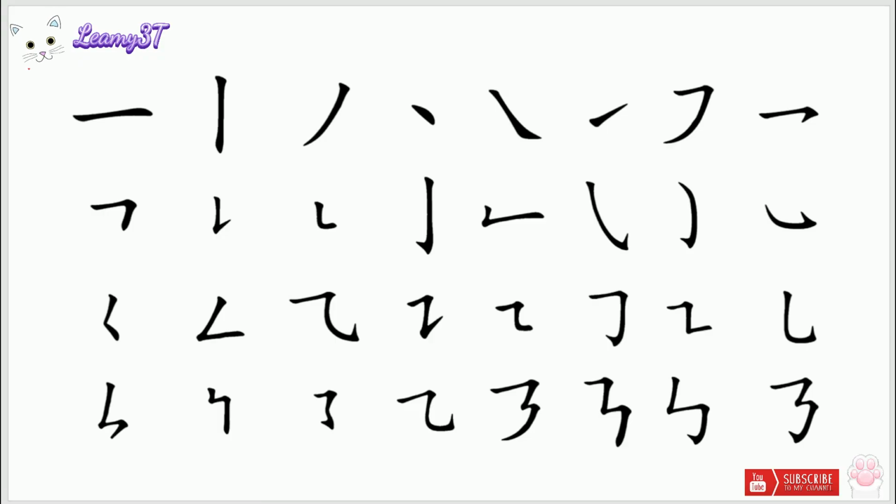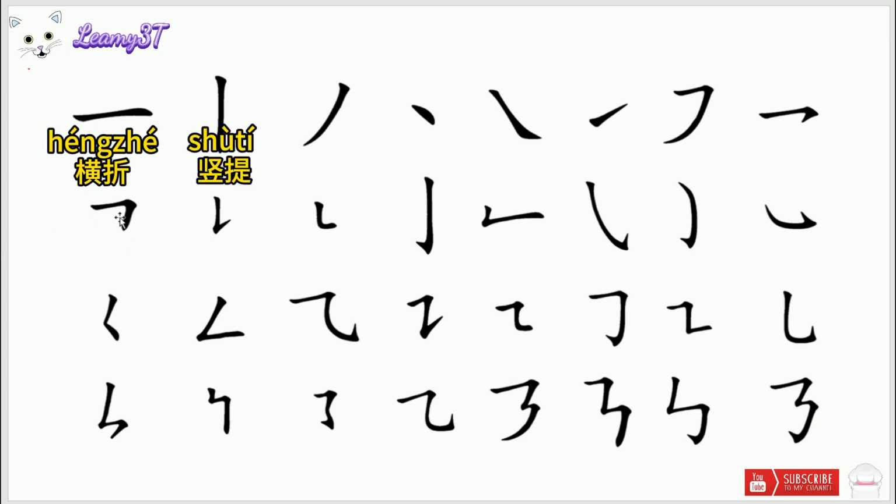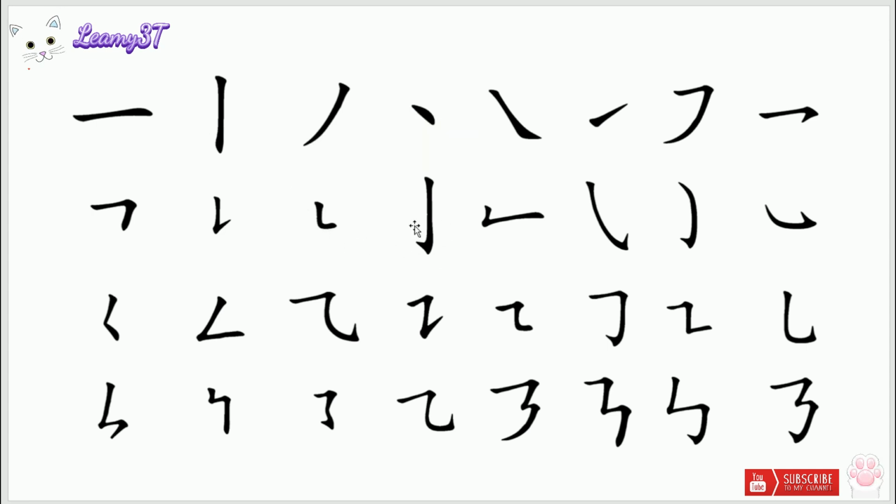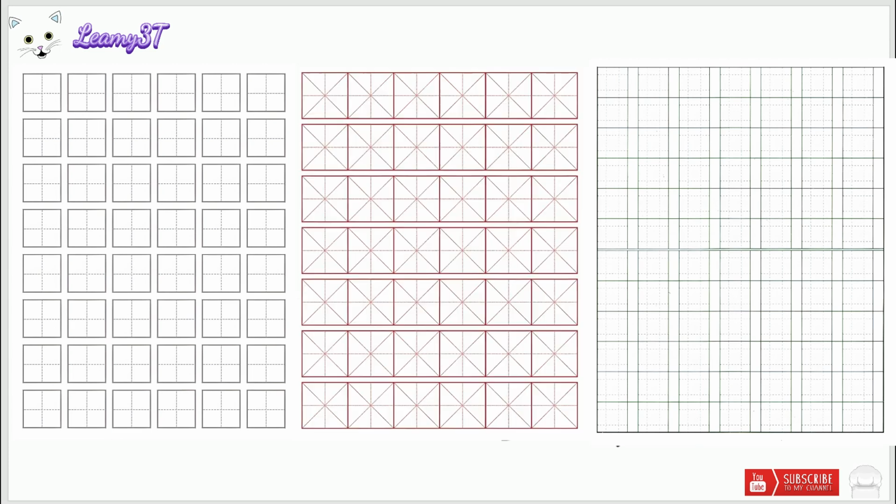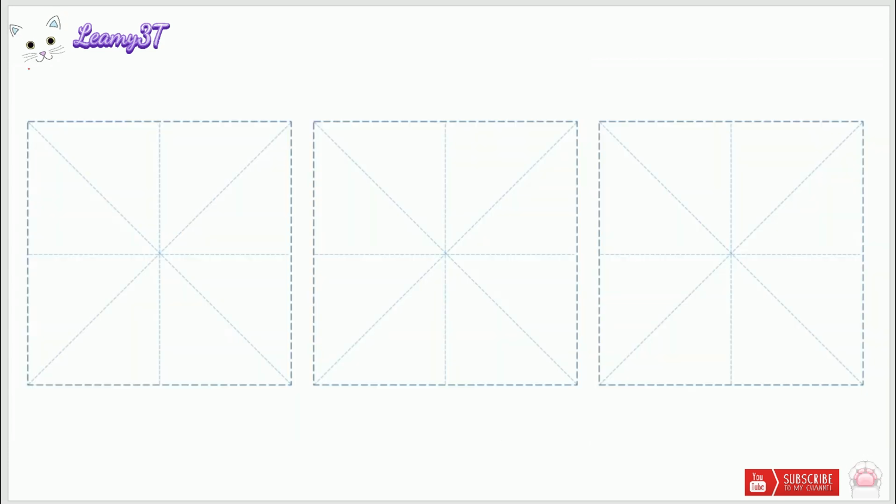Hello everyone, welcome to the third lesson. Today we will learn the strokes 横折, shùtí, shùwān and shùgōu. Please take your grid notebook. Let's write. First, let's learn the 横折 stroke.